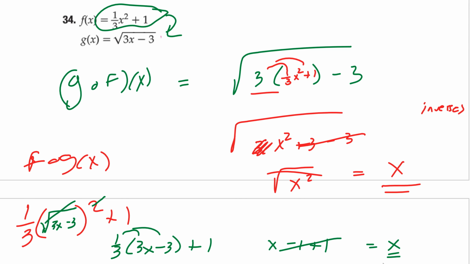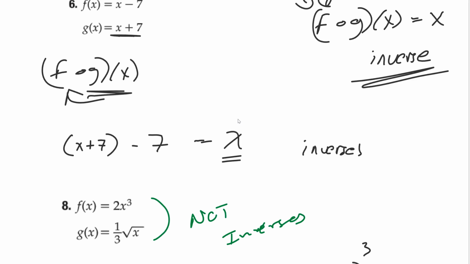So, a nice easy way to tell if two functions are inverses of each other is to just plug them into each other. Do f of g of x. If they cancel out, they're inverses. And that's the lesson.